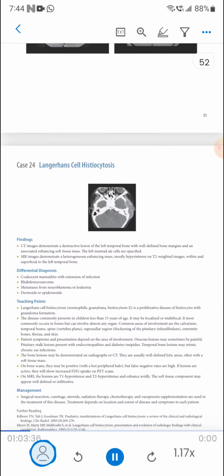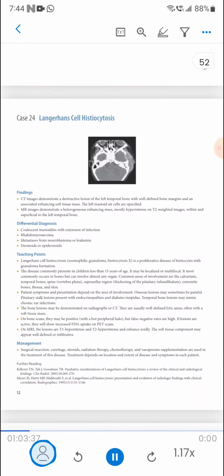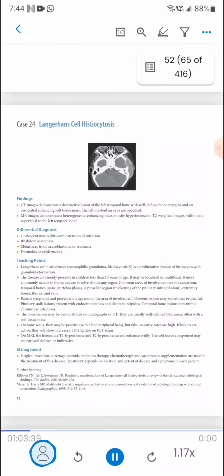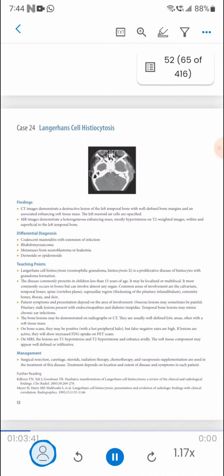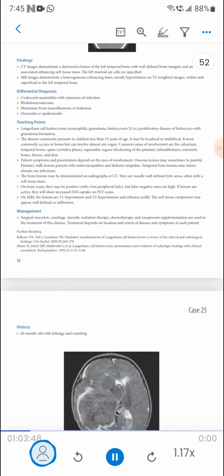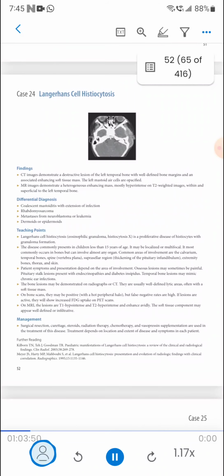Case 24: Langerhans cell histiocytosis. Findings. CT images demonstrate a destructive lesion of the left temporal bone with well-defined bone margins and an associated enhancing soft tissue mass. The left mastoid air cells are opacified. MR images demonstrate a heterogeneous enhancing mass, mostly hyperintense on T2 weighted images, within and superficial to the left temporal bone.